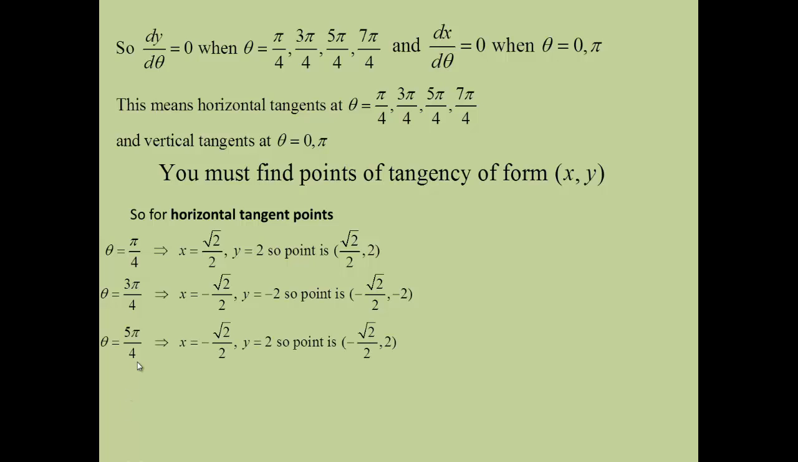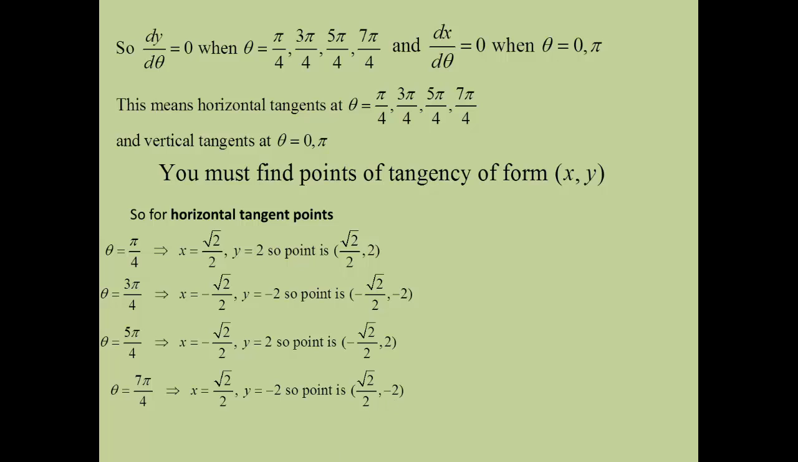So that gives you another point where there's a horizontal tangency. Moving on, if we toss 5 pi over 4 back into the parametric equations for theta, we get x as negative square root 2 over 2, y is negative square root 2. So that gives us a third point of horizontal tangency. And then finally, when theta is 7 pi over 4, we get a fourth and final point of square root 2 over 2, negative square root 2 for horizontal tangents.